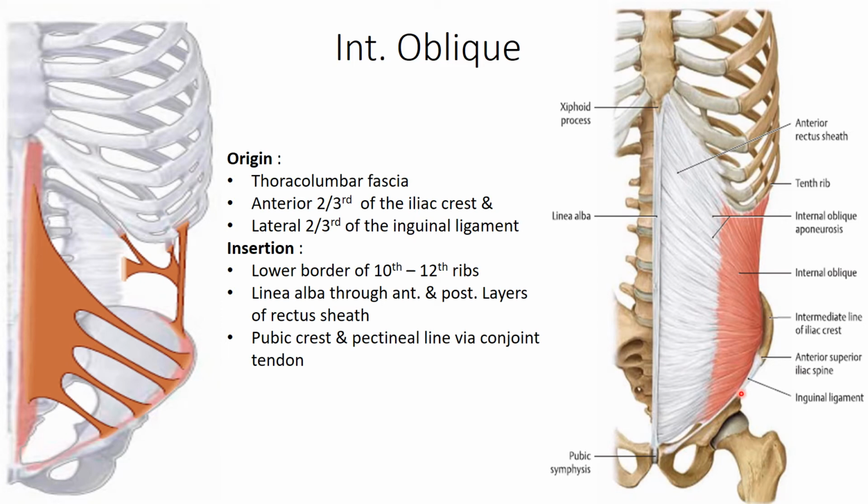Now the fibers from the inguinal ligament arch over the spermatic cord, and these fibers finally become aponeurotic. The anterior aponeurotic fibers merge with the corresponding aponeurotic fibers from the transversus abdominis, and they are attached to the pubic crest and pectineal line, forming the conjoint tendon. So these fibers form the conjoint tendon.